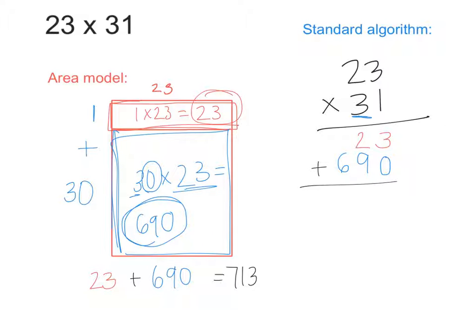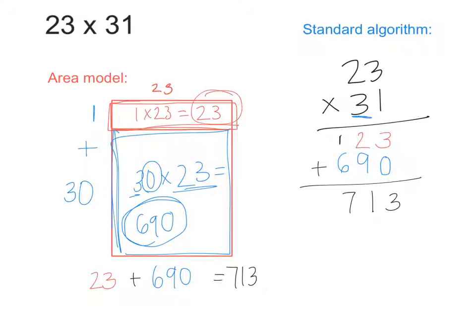Then when we do standard algorithm, we add the different parts, right? So let's add the ones. 3 plus 0 is 3. 20 plus 90 is 110. We can bring the 10 over there. 100 plus 600 is 700.